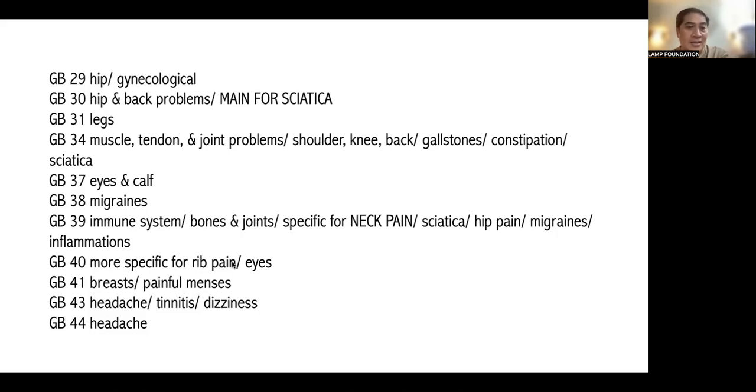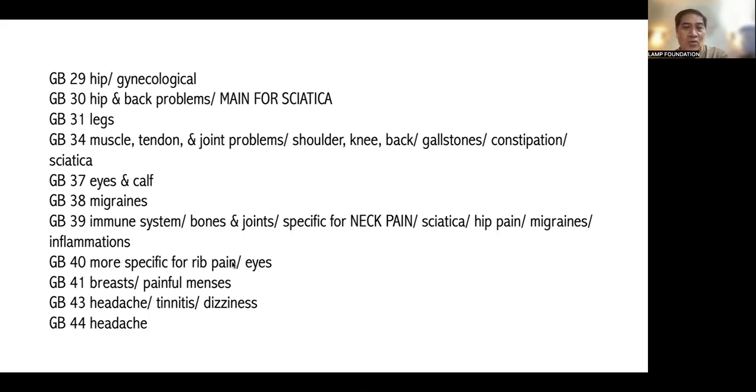GB39 for the immune system, bones and joints, and for neck pain. So again, balancing, specific for neck pain is GB39. Especially for those who are always on the computer, especially when the screen, their monitor, is too low. So you need to raise it. So you might want to needle GB39. And also when you have sciatica. So we already have 3 points for sciatica. You don't have to needle all of them. If you want, GB30 alone is fine.